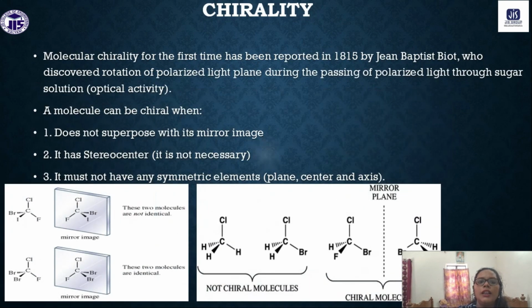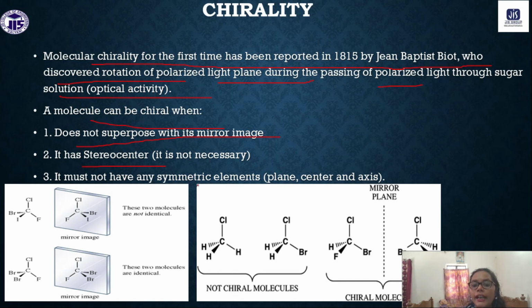Molecular chirality was first reported in 1850 by Jean Baptiste Biot, who discovered the rotation of the plane of polarized light during the passing of polarized light through a sugar solution. A molecule can be chiral when it is not superimposable on its mirror image. Non-superimposable mirror images are chiral molecules. It has a stereo center, which means for the chiral carbon the four atoms will be different.